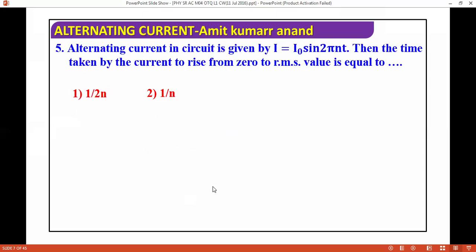Alternating current in a circuit is given by this current. I'm taking the current from 0 to the RMS value. Simply, you need to put the RMS value, which is I naught by root 2. Simply put I naught by root 2 over here and you can solve this.